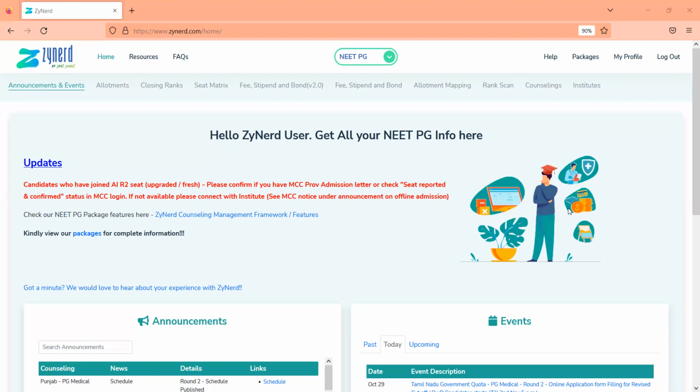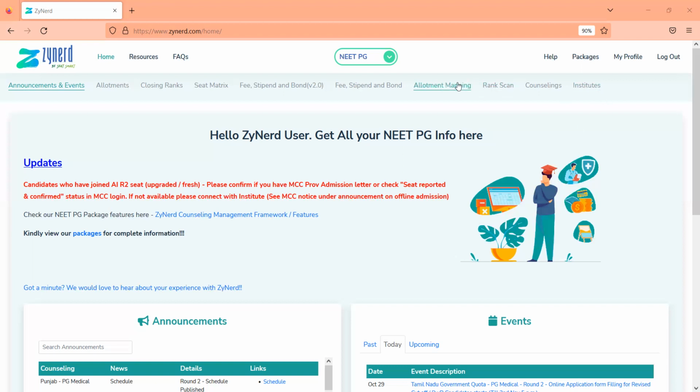So this entire list of 13,797 seats will not be available in All India Mop-up, and these 13,797 candidates will also not compete in All India Mop-up or in any of the further state rounds.